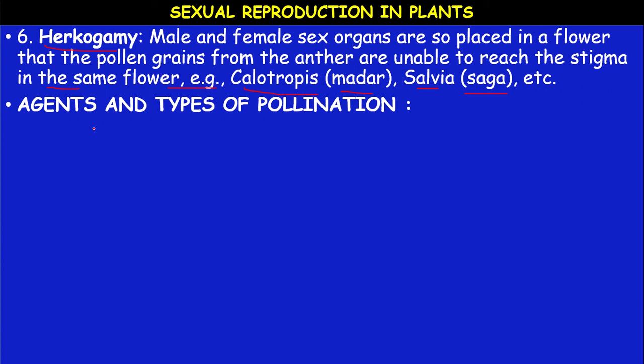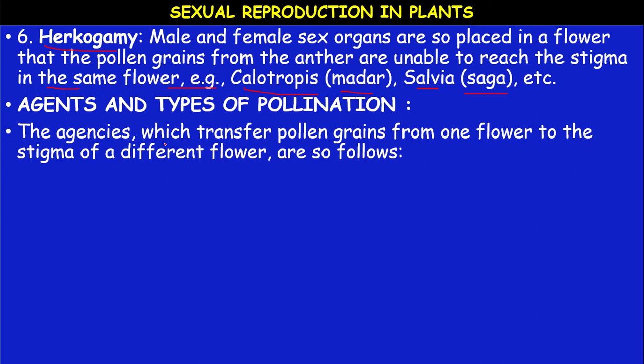In Calotropis, the gynoecium is fused with the pollinium. The gynoecium fuses with the anthers to form a gynostegium, and pollination can occur through insects only. So, that is called hercogamy. Okay. Now the types of pollination and the agents of pollination.